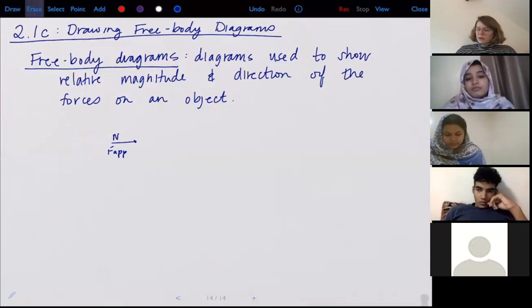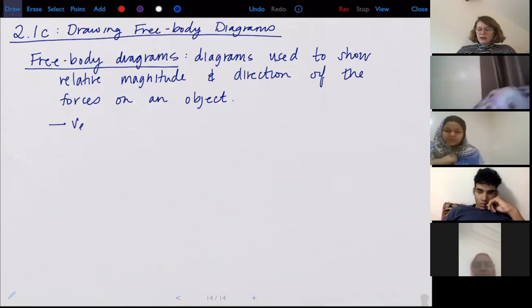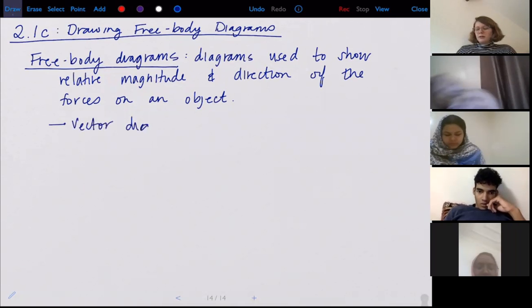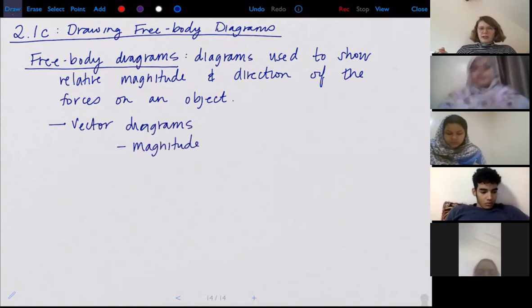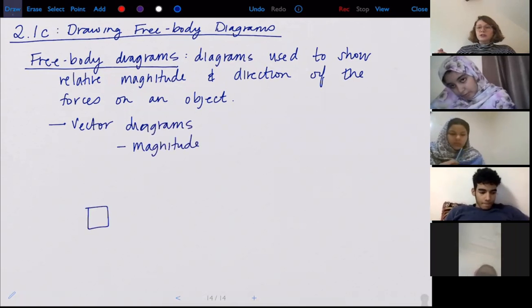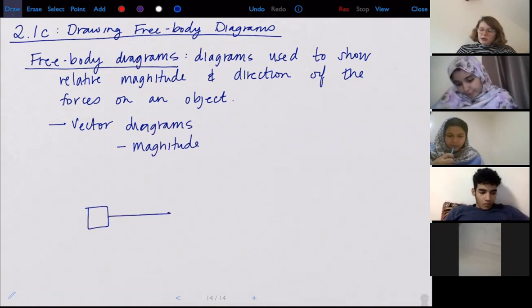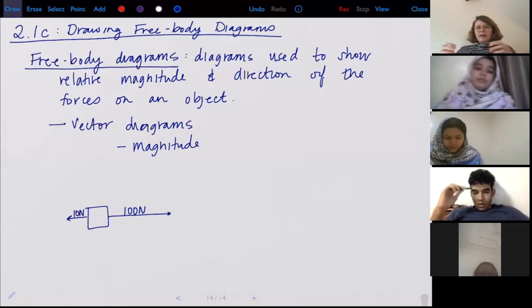All right, let me write the rules up here. This is the way that we draw these. It's a special example of vector diagrams. These are basically just vector diagrams. Remember that a vector has magnitude. When we're drawing our free body diagrams, if I have a force of 10 newtons and a force of 100 newtons, I'm going to draw the 100 newton force larger than the 10 newton force. So we indicate the magnitude by the size of the arrow.